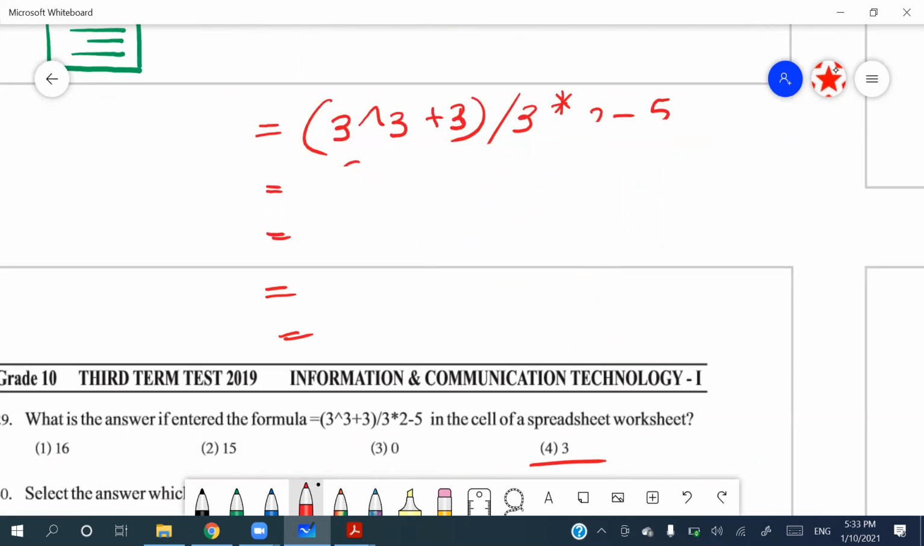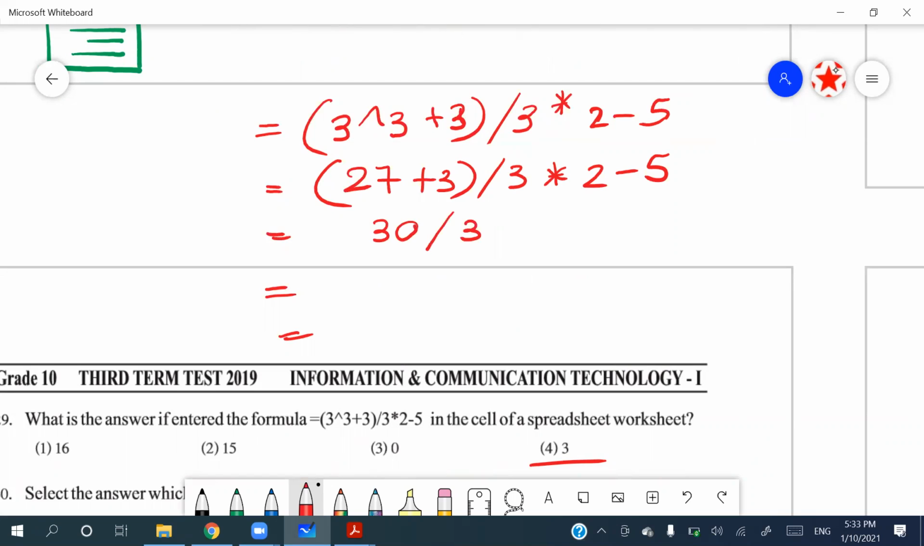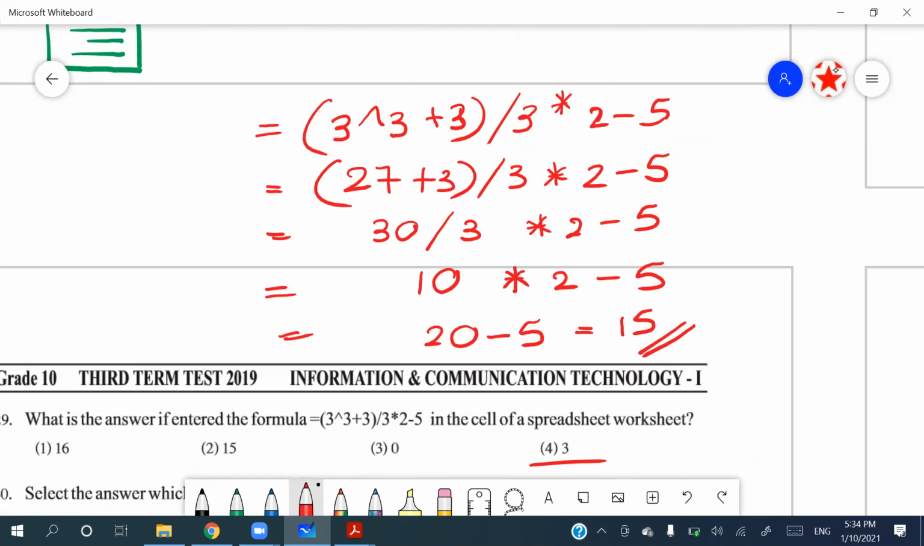Right, let's redo it again. Thank you very much. So 3 into the 3 means 3 into 3 into 3. 9 into 3 is 27, plus 3, divided by 3, into 2, minus 5. So 27 plus 3 is 30, divided by 3 gives 10, into 2 is 20, minus 5, which is going to be 15. Not the fourth one, but the second one is the answer.